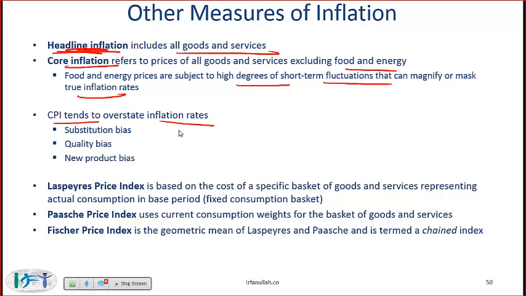CPI tends to overstate inflation rates. This is a classic testable point. CPI tends to overstate inflation rates because of three biases: substitution bias, quality bias, and new product bias.